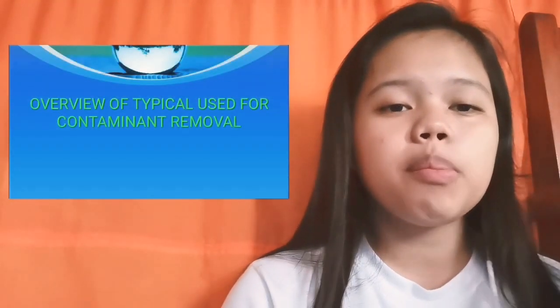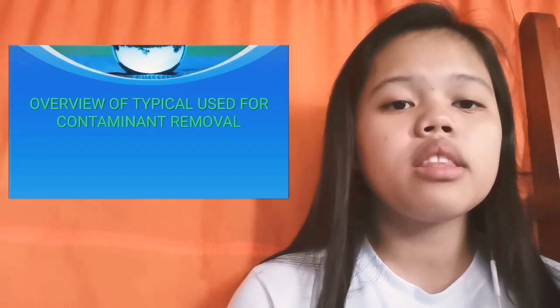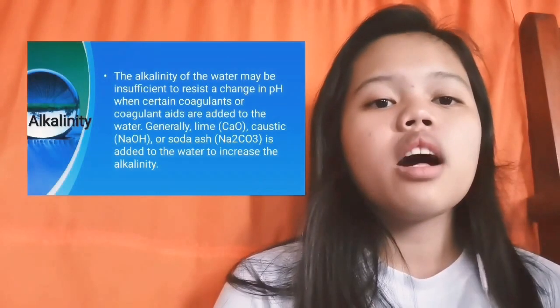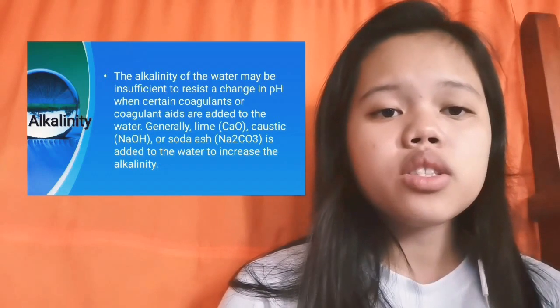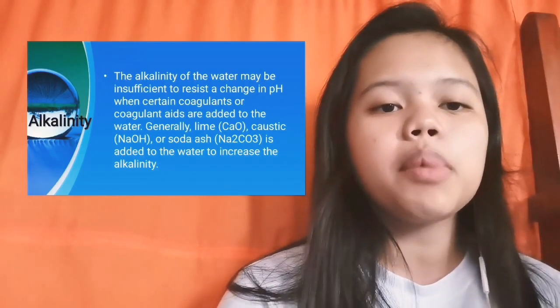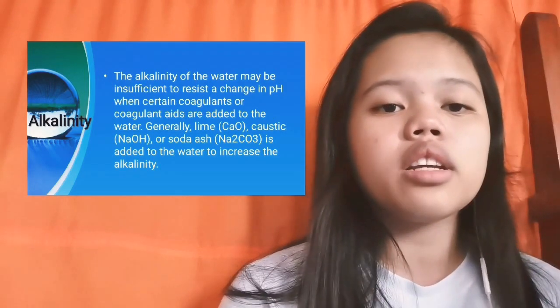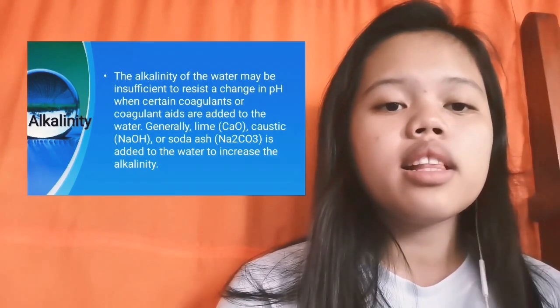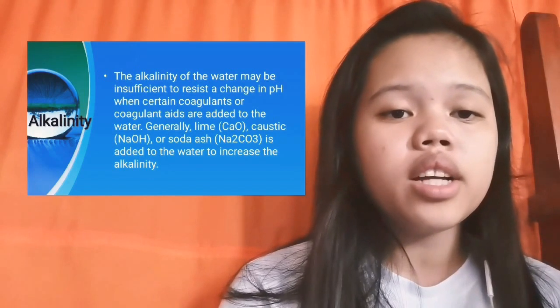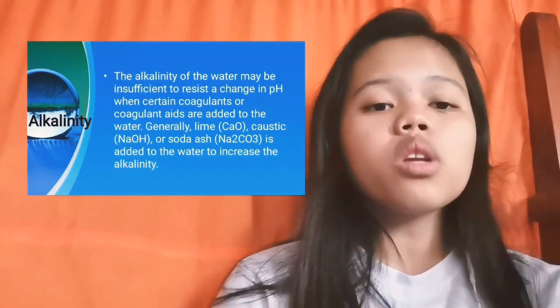Overview of typical use for contaminant removal. The alkalinity of the water may be insufficient to resist a change in pH when certain coagulants or coagulant aids are added to the water. Generally, lime, caustic, or soda ash is added to the water to increase the alkalinity.